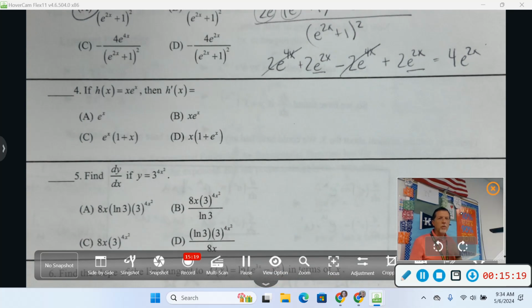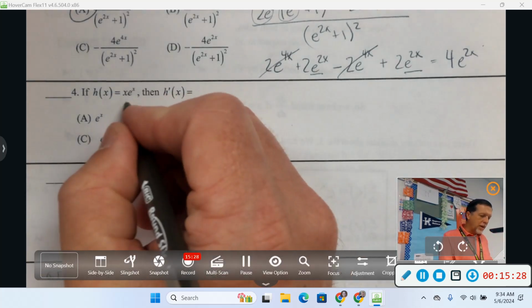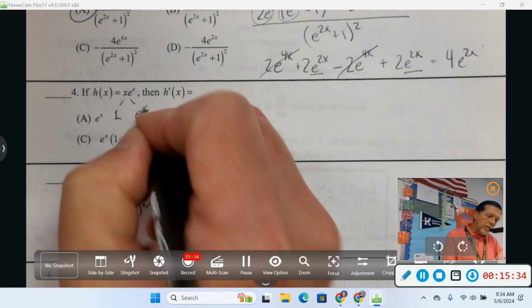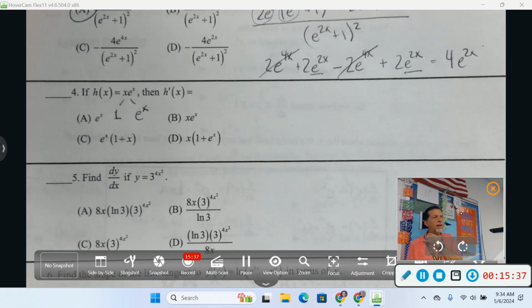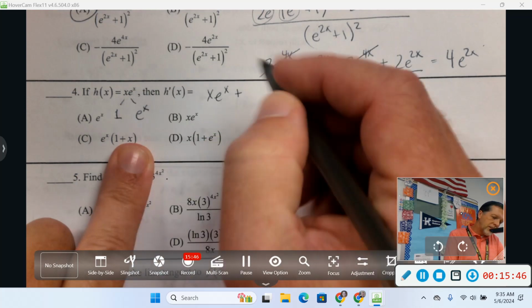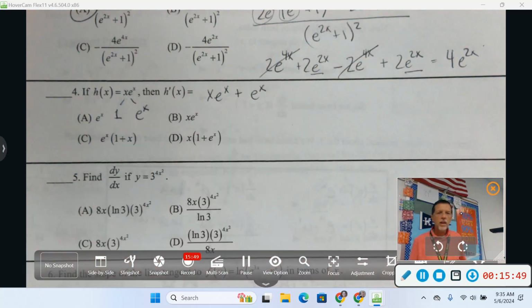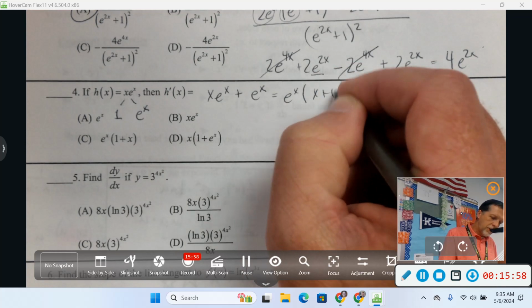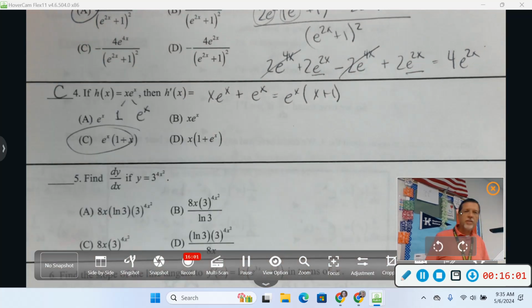What rule am I going to use for number 4? Product rule, because I got x times e to the x. So the derivative of x is 1. The derivative of e to the x is e to the x. And I'm not being so formal with the product rule because it's a little easier. So it's one of them times the derivative of the other plus the other way around. That's not an answer choice. But if I factor out e to the x, now it's an answer choice.